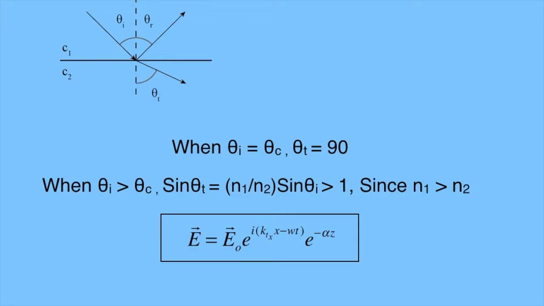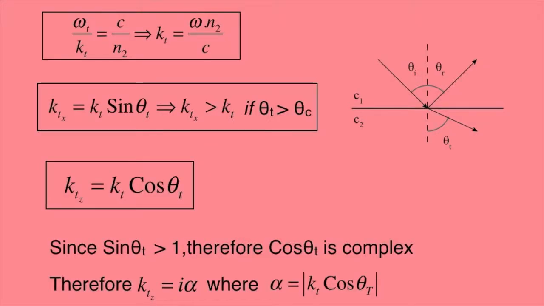This leads to the equation E equals E naught, e raised to the power i, ktx x minus omega t, e raised to the power minus alpha z. Now, I'll tell you why we have separated the kz component. Coming to the next slide, components of k. Omega by kt equals c by n2. This is the general equation related to the velocity and the frequency, which then gives kt equals omega n2 by c. This is the kt for any wave that is traveling in the n2 medium, right?